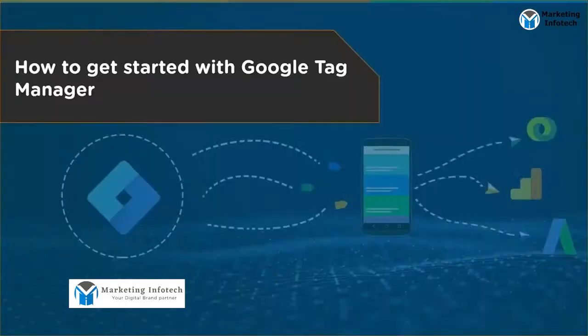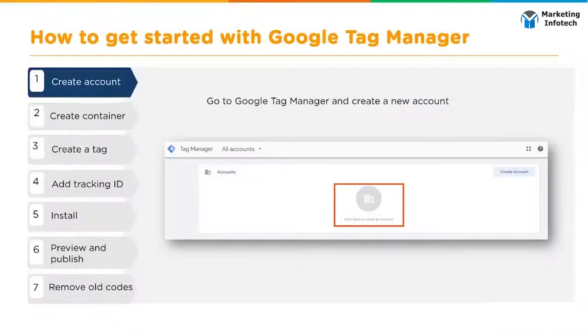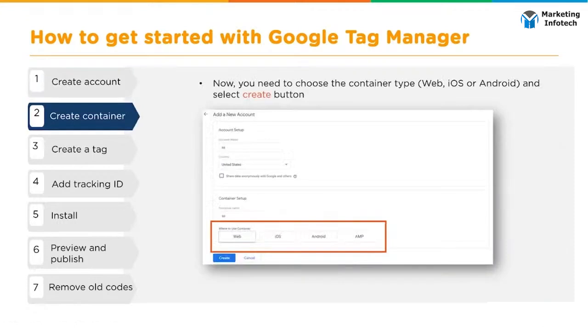So how to get started with Tag Manager. First things first, you have to create that account. You're going to go to tagmanager.google.com, or you can do a search for Google Tag Manager, and you're going to create your account. And then when you create your account, what's going to happen is you're going to set up a container. And when you set up a container, you have choices.